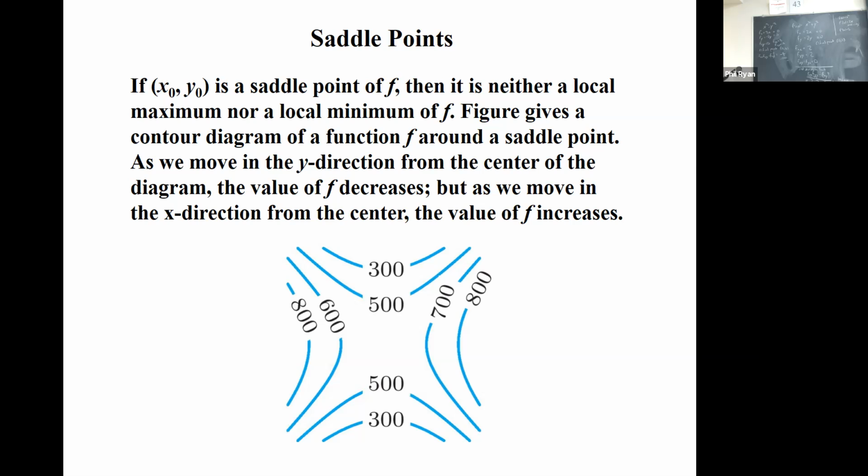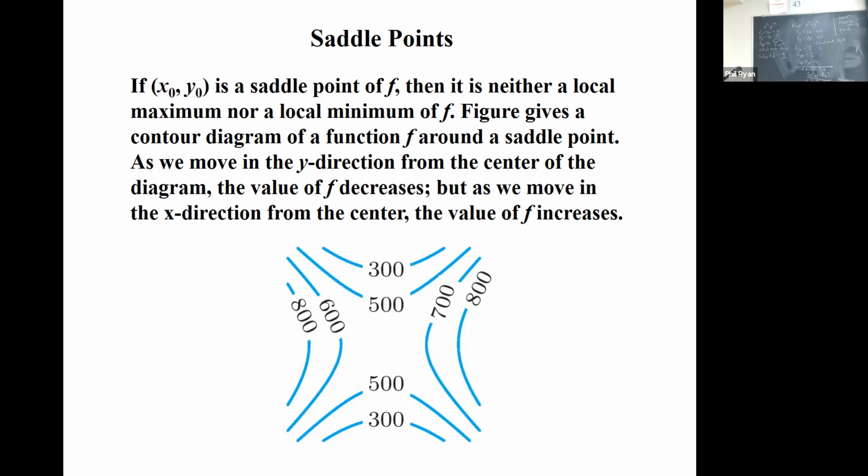Because at this point here, if we look at the vertical slice, it's going up, then 500, and then it's going down. So in this north-south direction, we have a maximum at this point. But if we look at the east-west direction, we see that it's going down, down, down until we hit the bottom, and then it goes up, up, up. So in one direction, it's going up. The other direction, perpendicular, it's going down. So that's what we mean by a saddle point.